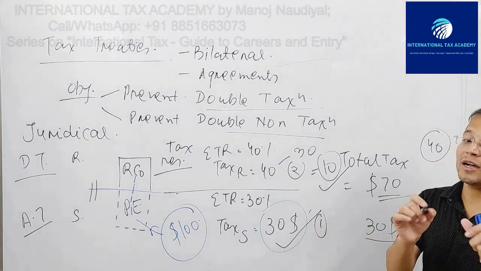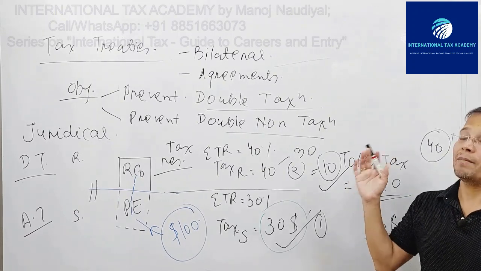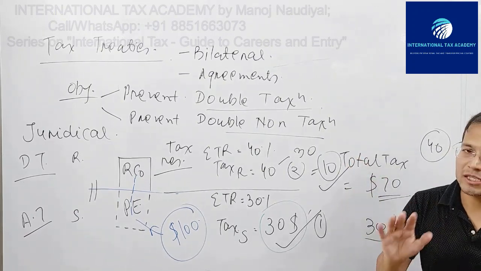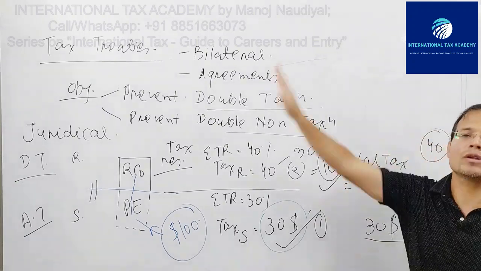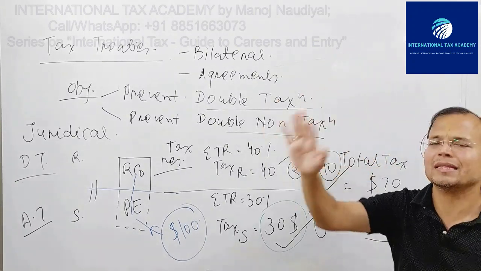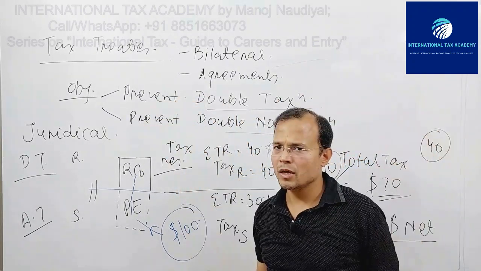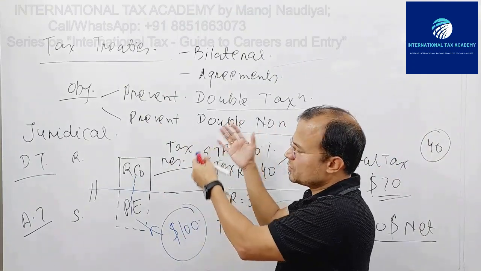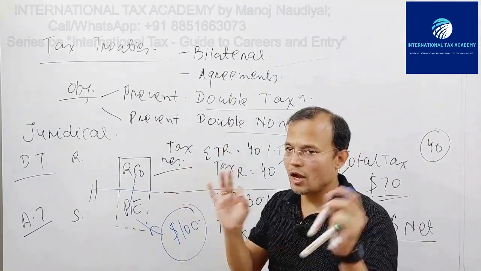This is the first branch of international tax treaties, and mind you, this is not even the tip of the iceberg. There are many more examples and many complications, but this is one of the major problems which is taken care of by the first branch of international tax, that is tax treaties. I hope it would be clear to you.